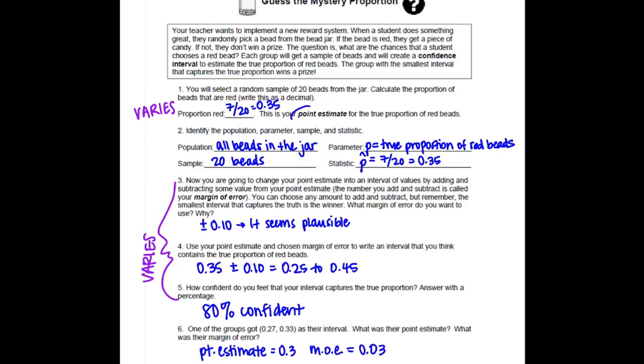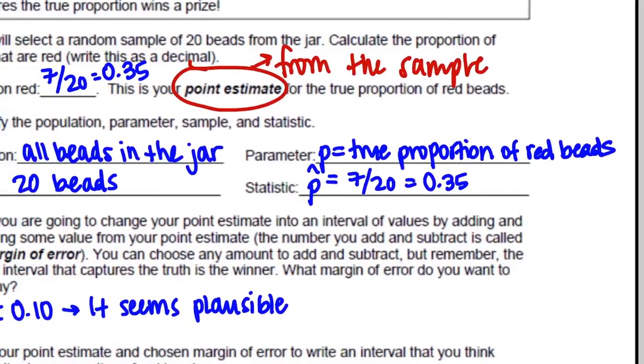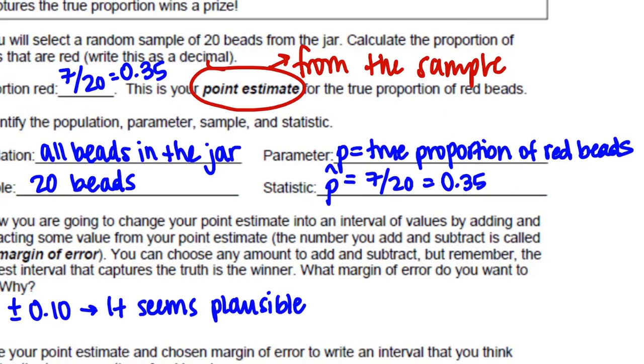So we call that the point estimate, and the point estimate comes from the sample. That is our best guess at the true value. So we're estimating it. That's where that word comes from. And as you know, anything from a sample is called a statistic. We went over that in the warm-up. And so that is from Unit 5.